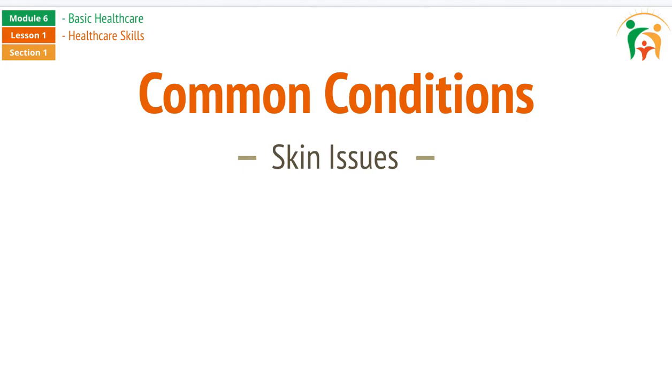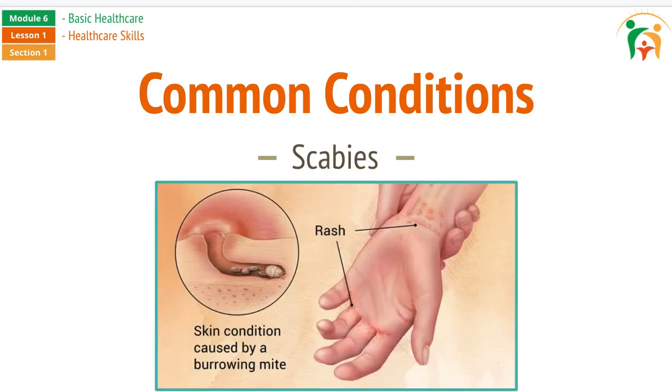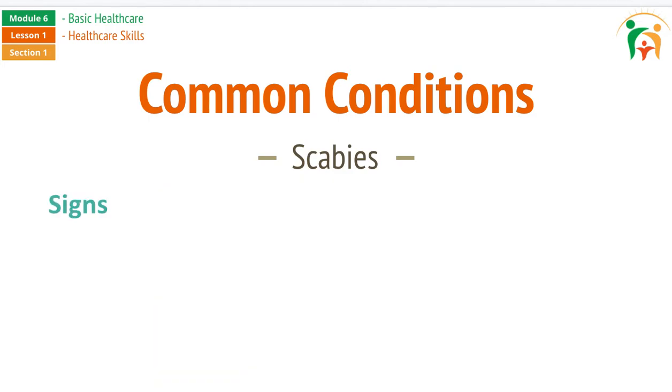Let's go to skin issues. These are scabies, tinea, jiggers. Let's start with scabies. What is scabies? It is a rash, a skin condition caused by a burrowing mite. Signs that one has scabies.